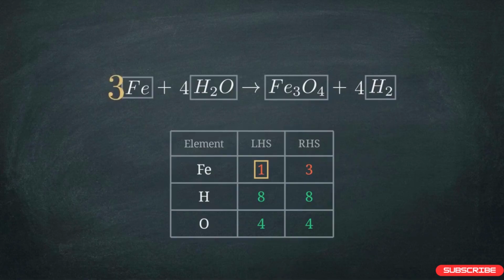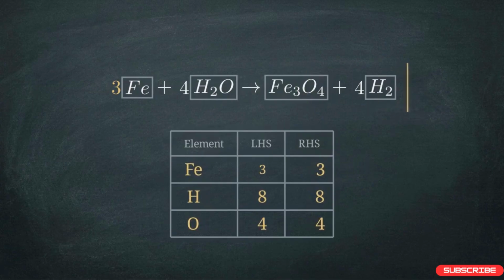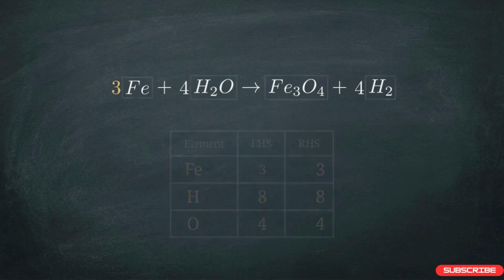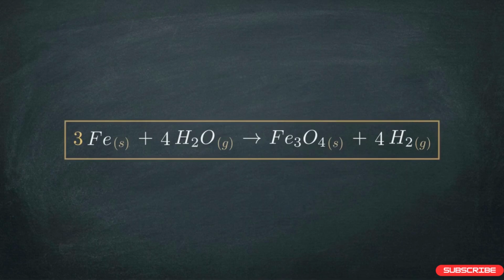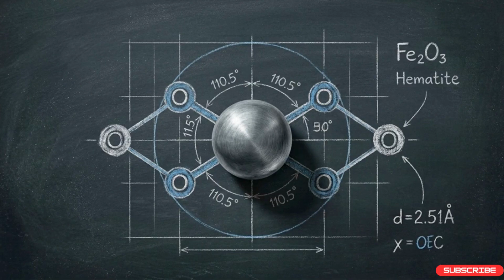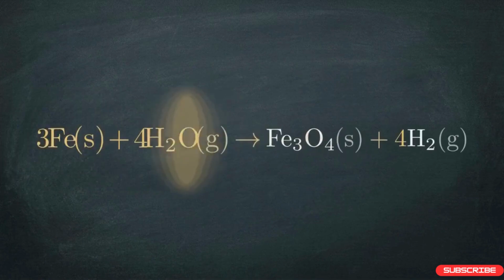Step 5. Iron. Place a 3 before the left side iron to match the right. Step 6. Final scan. 3 iron, 8 hydrogen, 4 oxygen, all equal. Step 7. Remove the boxes and add state symbols, S for solid, G for gas. By verifying the math and adding the physical notation, the equation becomes an accurate blueprint of the reaction. This is our final, perfectly balanced equation.